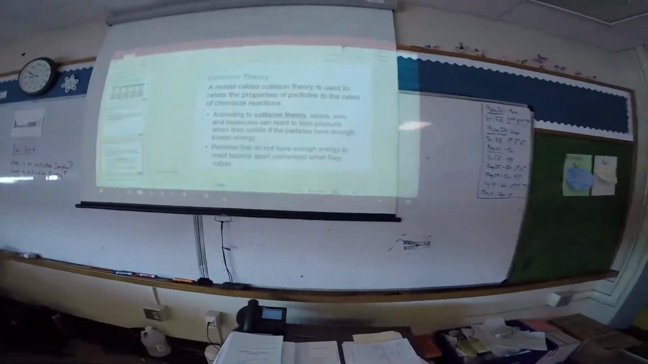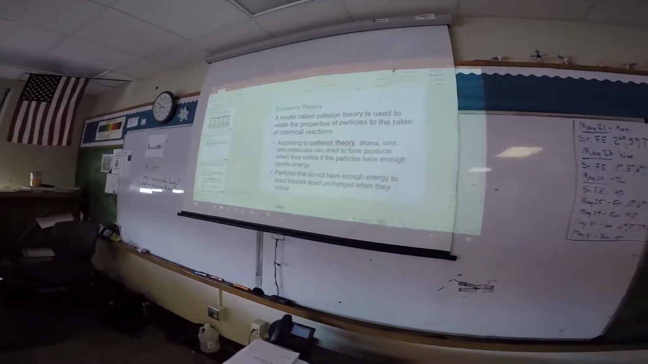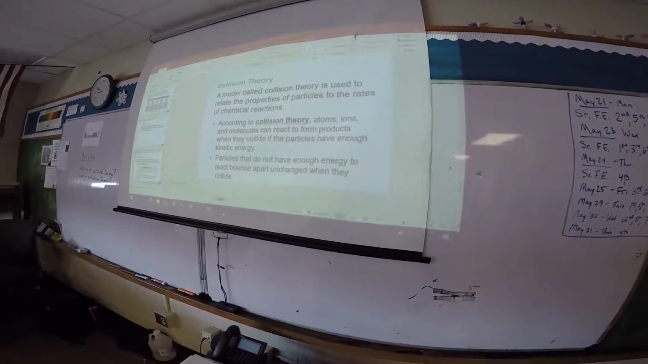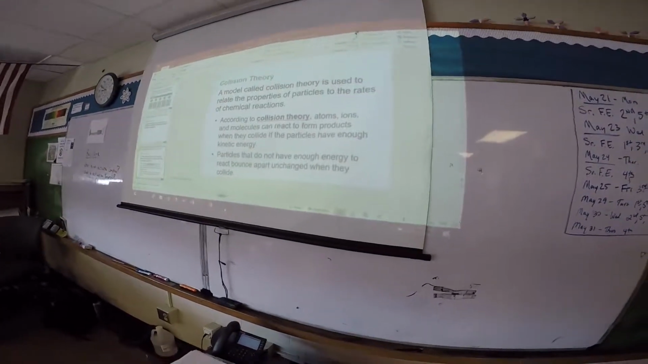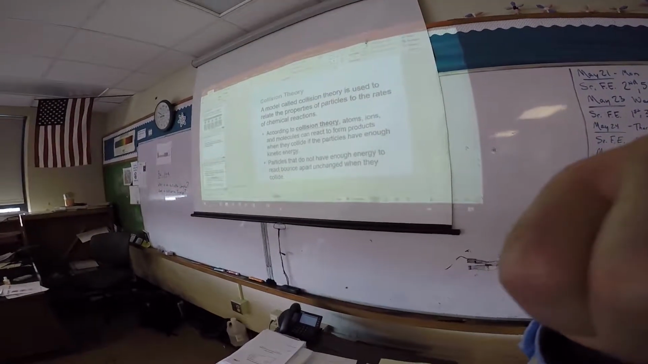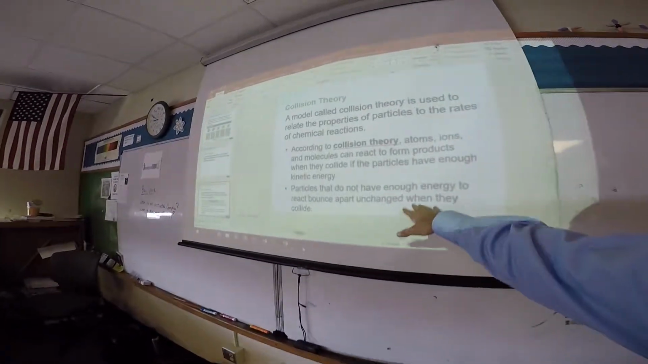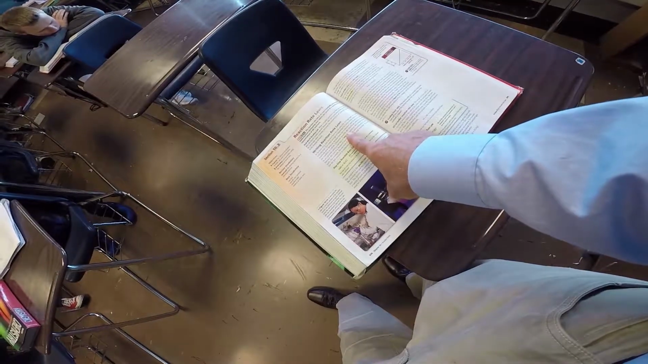Now if it's endothermic, your collisions are going to be fewer because you don't have the kinetic energy for the collisions to occur. It says particles that do not have enough energy to react bounce apart unchanged when they collide. So then you wouldn't have any products form because you didn't have enough energy. Does that make sense?